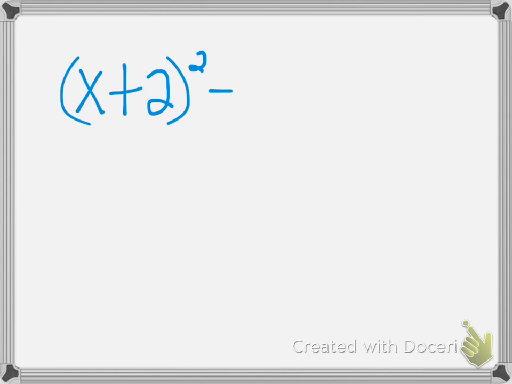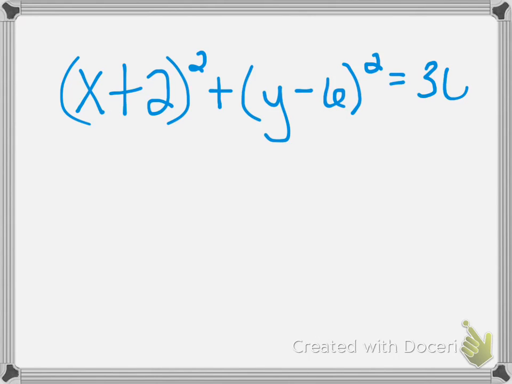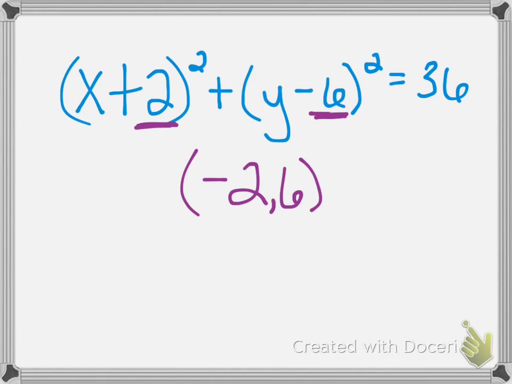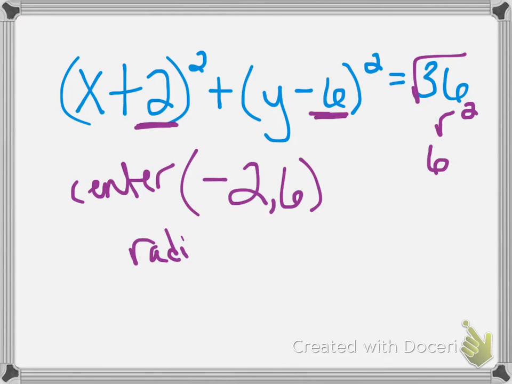If you have an equation like x plus 2 squared plus y minus 6 squared equals 36, then your center is the opposite of 2, so that's negative 2, and the opposite of 6, so that's 6. That is your center. And this part's your r squared. So you look at 36 and say, okay, what could r be? Well, r is just 6 because 6 squared is 36. So your radius is 6.